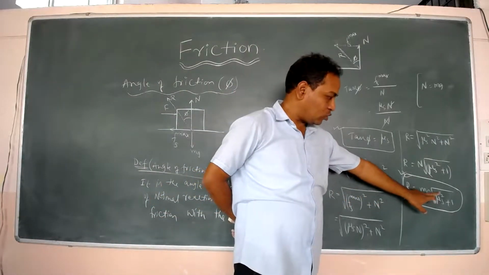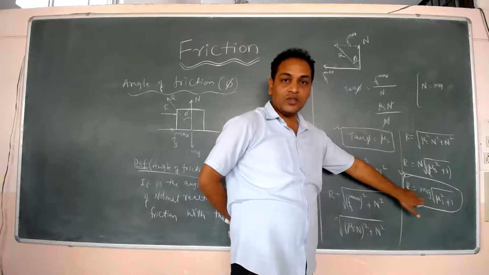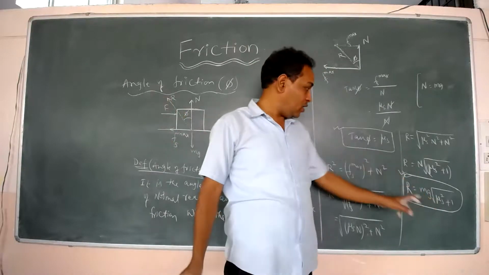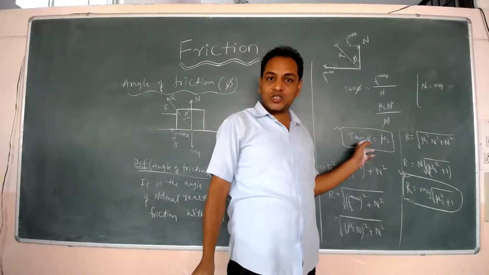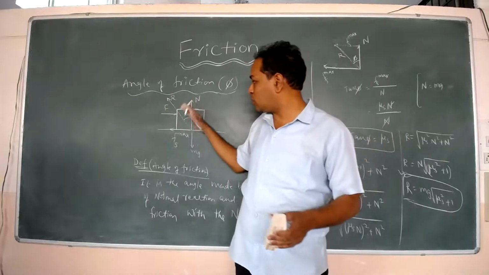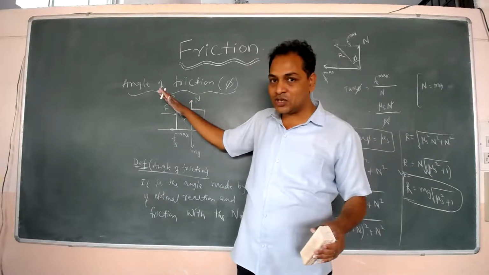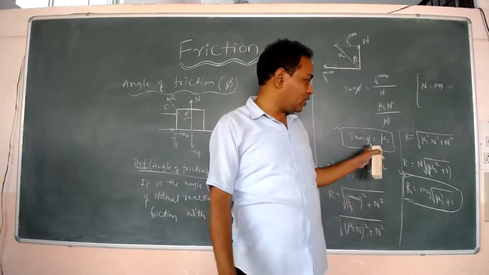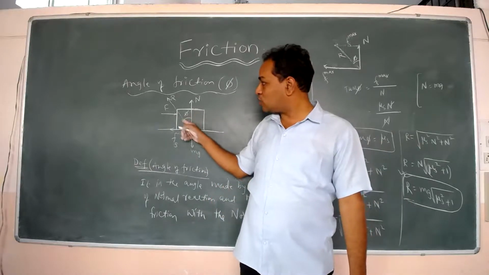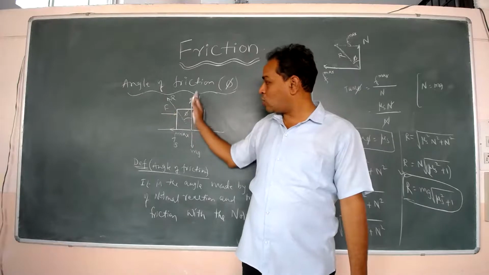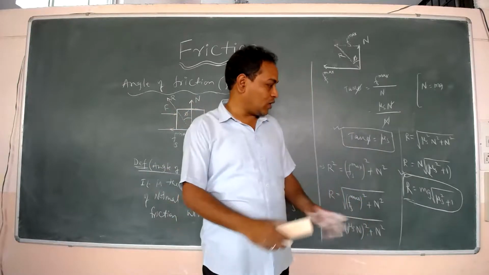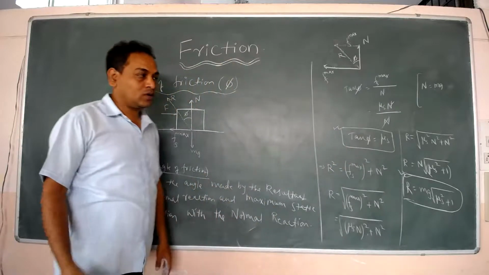R is equal to mg root of mu square plus 1. So this gives the magnitude of this resultant force, and this angle will give the direction of this resultant force with the normal reaction. So with the normal reaction, at what angle it is. This angle represents the direction of this resultant with respect to the normal reaction also. So in this way we can calculate these values.